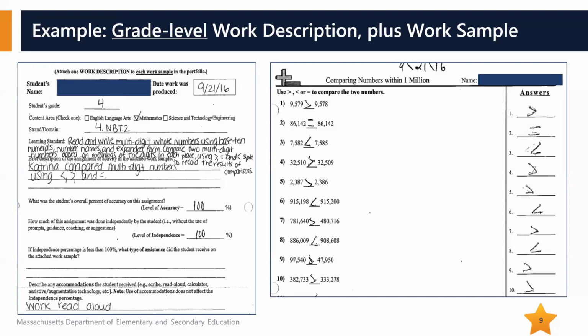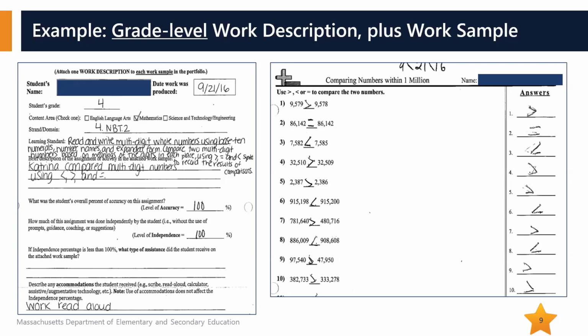This happened to be grade 4, Number and Operations in Base 10, for NBT.2. And what was the learning standard? The learning standard was: read and write multi-digit whole numbers using base 10 numerals, number names, and expanded form. Compare two multi-digit numbers. So the student compared two multi-digit numbers on the right-hand side. So this is one work sample where they compared two multi-digit numbers.